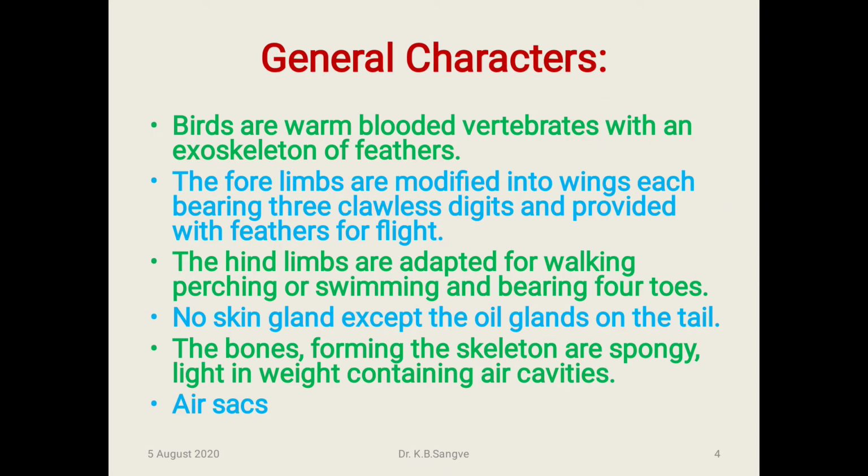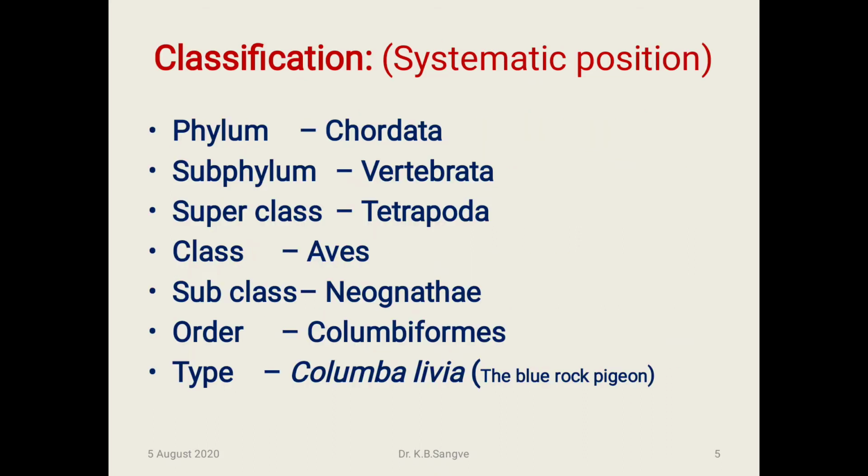General characters: birds are warm-blooded vertebrates with an exoskeleton of feathers. The forelimbs are modified into wings bearing three clawless digits and provided with feathers for flight. The hind limbs are adapted for walking, perching and swimming. There are no skin glands except the oil gland on the tail. The bones forming the skeleton are spongy, light in weight, containing air cavities. Air sacs have peculiar characteristics. They are present around the lungs.